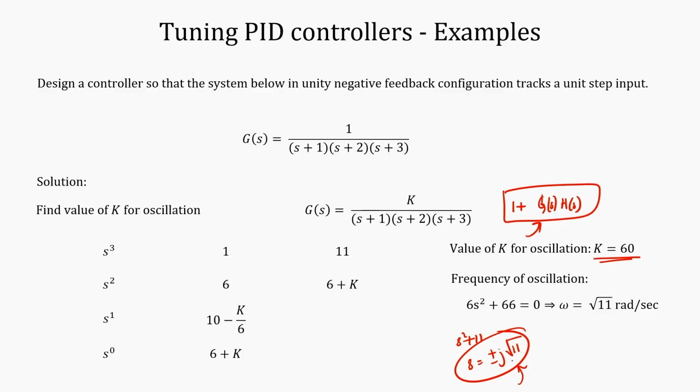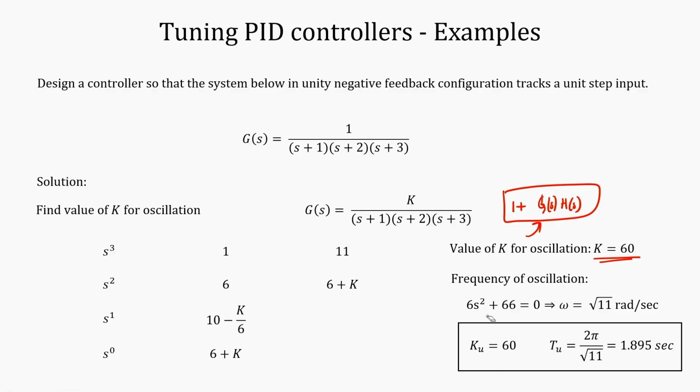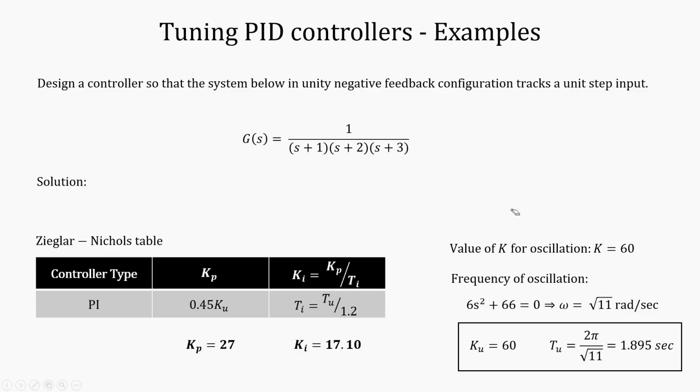Now, what is the meaning of that? Root over 11 will be your frequency of oscillation, and this is what will give us our Tu. Remember, this is your Ku, the critical gain, and Tu will be 2 pi by root over 11. Once you have the value of Tu and Ku, you just have to use the lookup table for PI. From there you can find Ti, and then Ki will be equal to Kp by Ti.